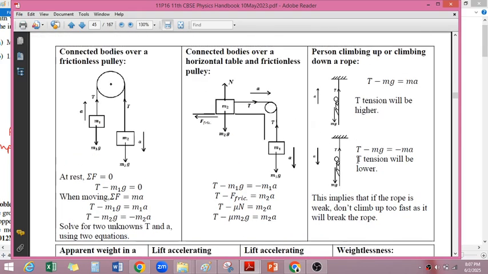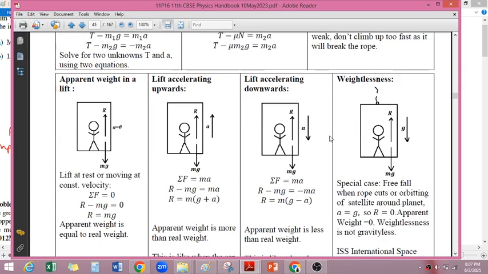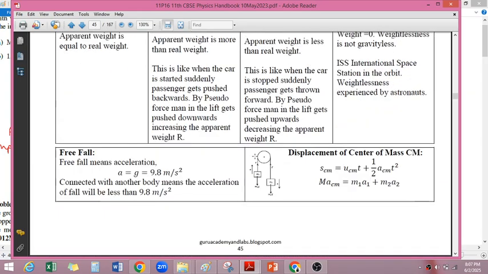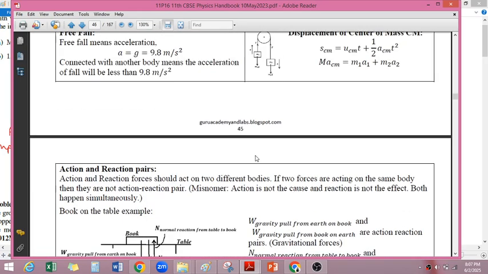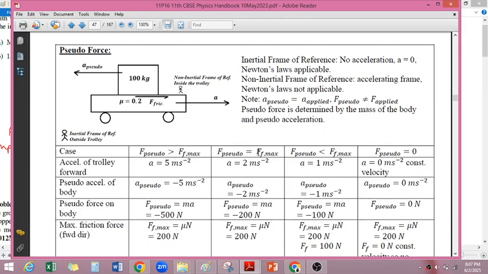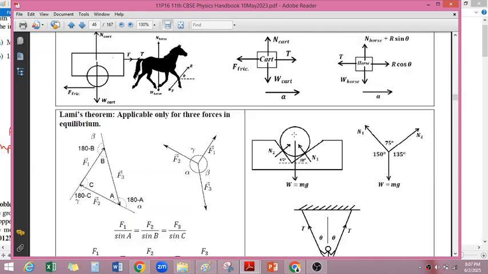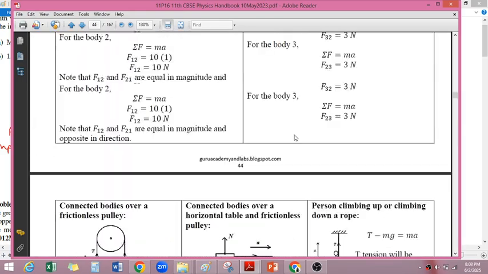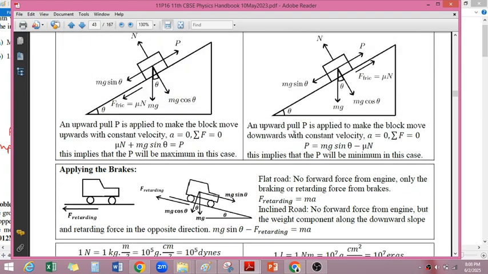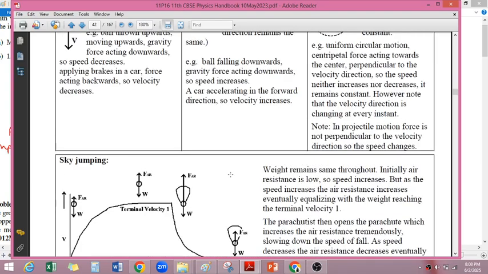Very, very important. And you have to study connected bodies, right? Vertical, horizontal, monkey or person climbing up, right? Apparent weight in a lift, very, very important, right? Action-reaction pairs; pseudo force is coming later, right? Any of these 2 or 3 pages, I would say, are the most important pages in your physics. So you have to work out all these 3 or 4 pages properly. Okay.